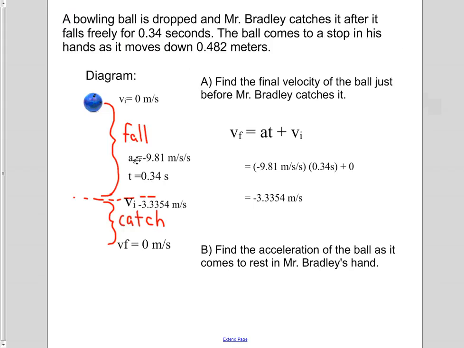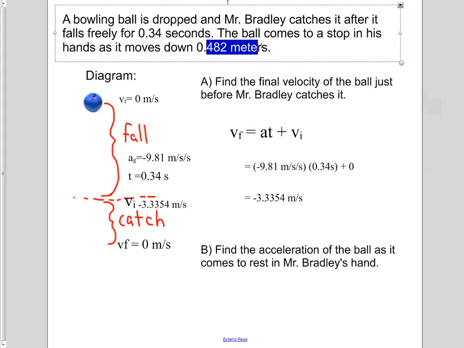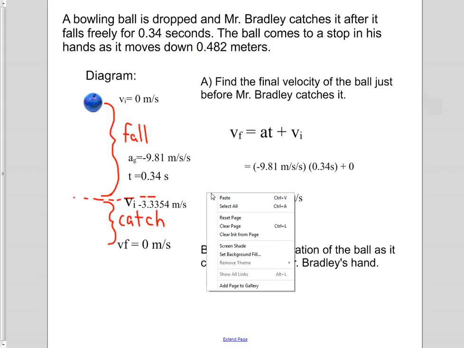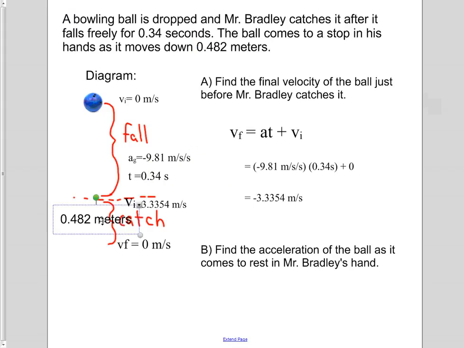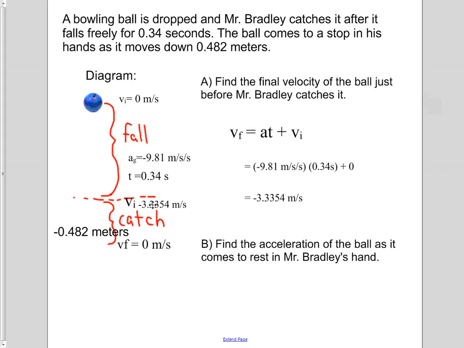And that's why it's so important to draw the diagram and label what's going on in the problem during each interval. So we can take that 0.482 meters and recognize that that's the distance it moved while it was in his hand down here. One more thing, it moved down. We actually need to make that distance negative when we use it in equations so that we calculate the acceleration correctly. So now we've got three pieces of information: VI, VF, and distance while he was catching it.